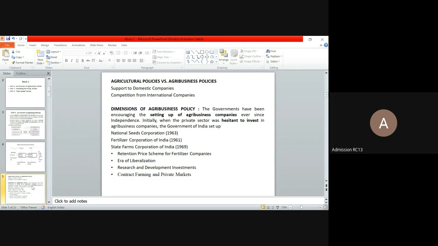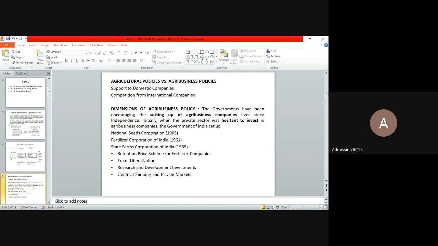Now, dimensions of agribusiness policies, how much they are spread over. The government has not recently come up with all these policies. Ever since independence, it has come up with many policies. When it initially came up with policies for private sectors, the private sectors were not confident enough to invest in agribusiness companies. Why? Because they were hesitant due to the high risk and less support from the government. But later they realized that the government of India has set up many other policies which will support them, and they should no longer be hesitant to invest in agribusiness.